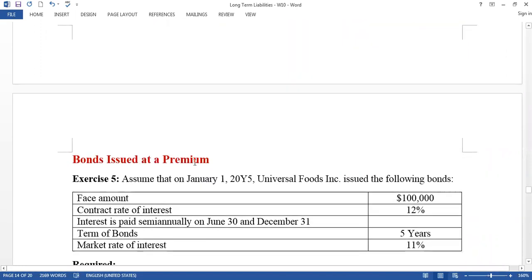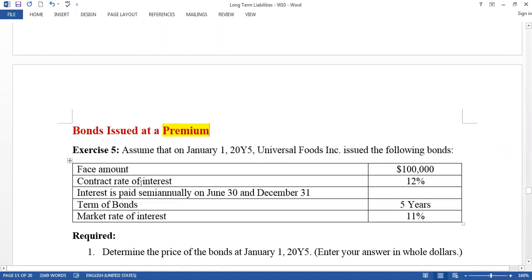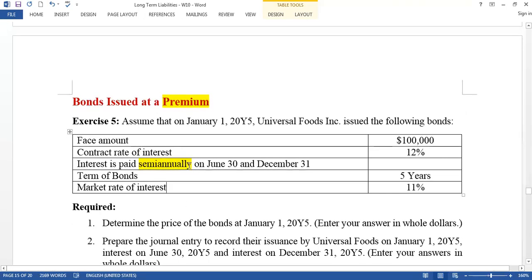Let's discuss the premium bond. Again, the question may not tell you if it is a premium bond or discount bond, you have to understand. So face amount $100,000, no problem. Contractual interest rate 12%. Interest is paid semi-annually. So this is very, very important for this question. For every question of this chapter, you have to find this out first. Interest is paid semi-annually, annually, quarterly, or monthly, something like this. And you should know the meaning of semi-annually: 2 times.